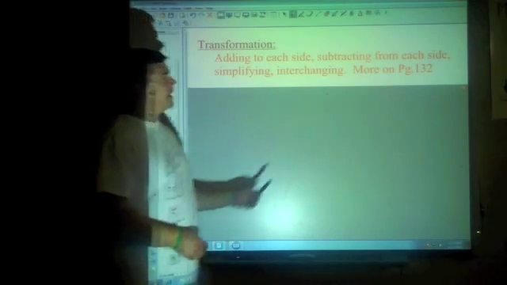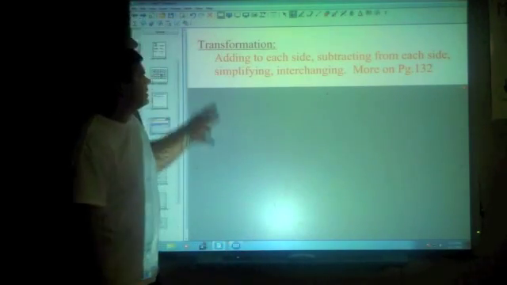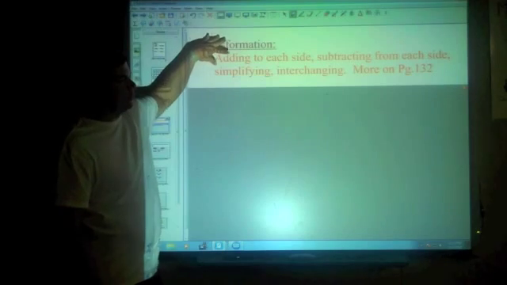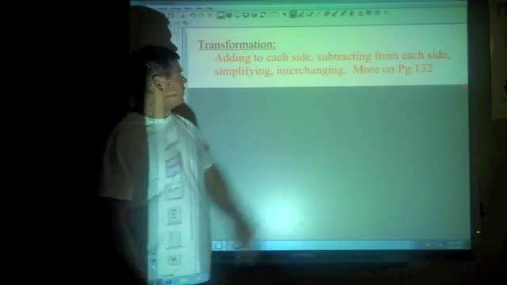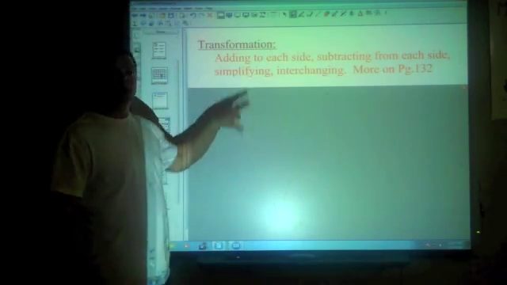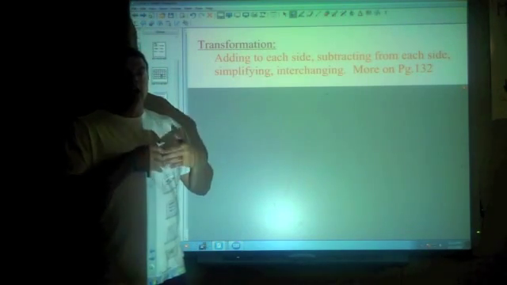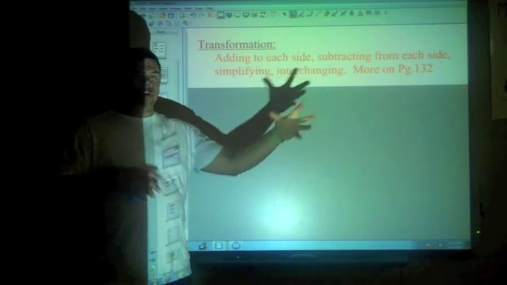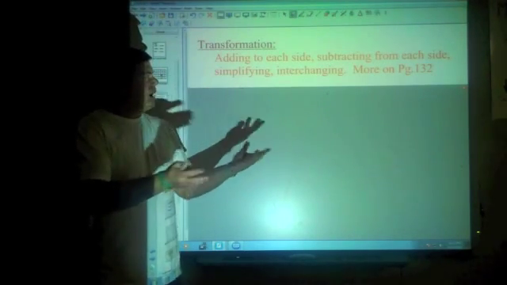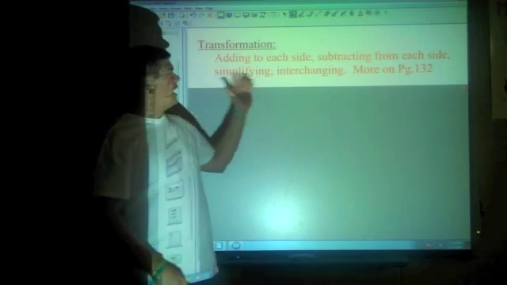Transformations. There are more of these on page 132, but for right now we're just going to basically talk about addition on both sides or subtraction on both sides. Simplifying just means if you have two numbers that you can actually multiply or add together or subtract, that you go ahead and do it. You're not changing the value of the equation. You're not doing stuff on one side or the other. You're just taking two values and putting them together as easy as you can.